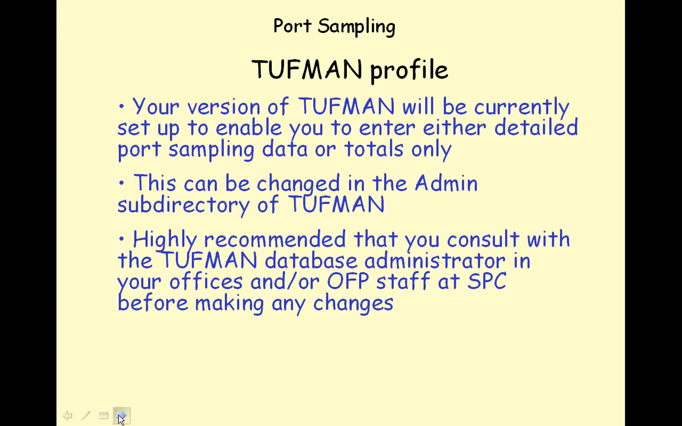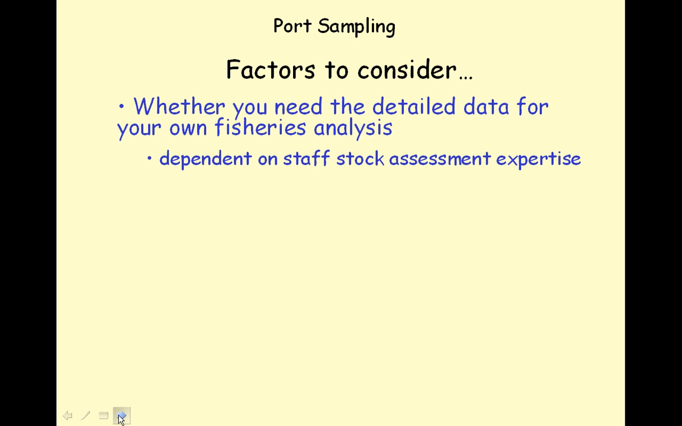Before making any changes to the profile setup, make sure that you have considered the full consequences of the change. It is highly recommended that you consult with the Toughman database administrator in your offices and/or OFP staff at SPC for further information on changing the profile setup. The decisions to enter totals only or full entry will depend on a number of factors. These are briefly discussed here.